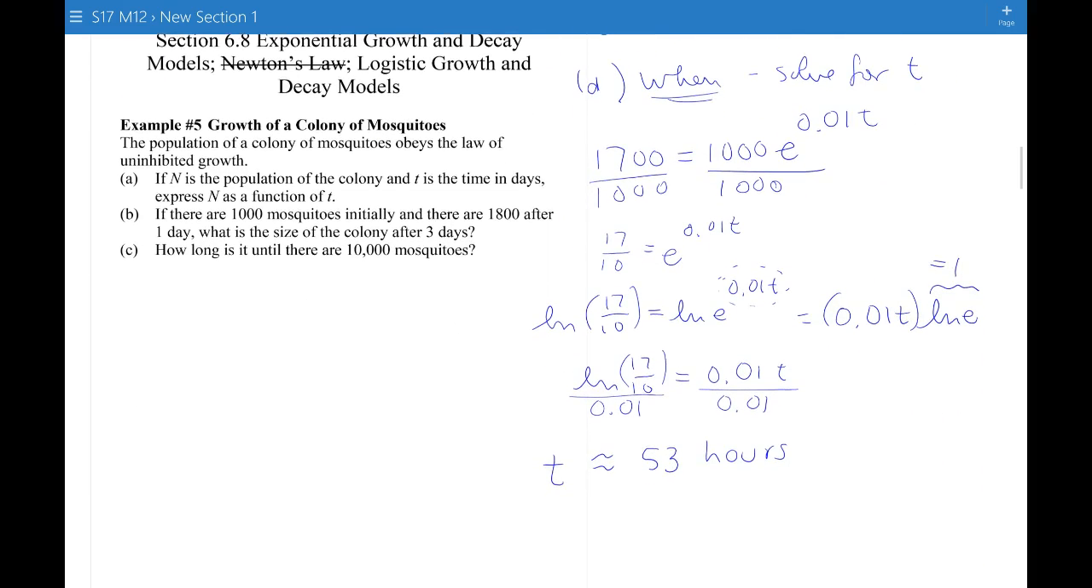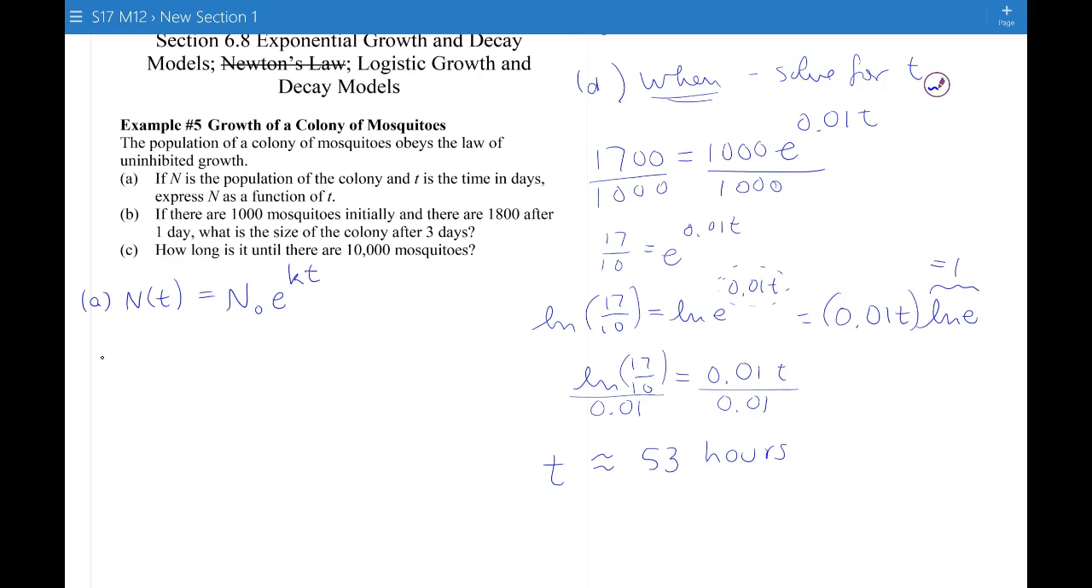Okay. So number 5 is a different sort of problem where you have to figure out more of the bits and pieces of it. So this one I'm going to get you started and give you some parts, but then I want you to do this one in class together. So this just says it obeys the law of uninhibited growth. So we're going to write the general equation for the law of uninhibited growth. Express n as a function of t. So this is the part A.